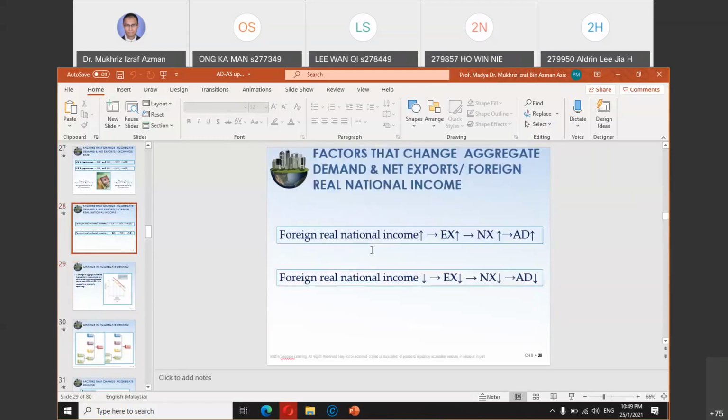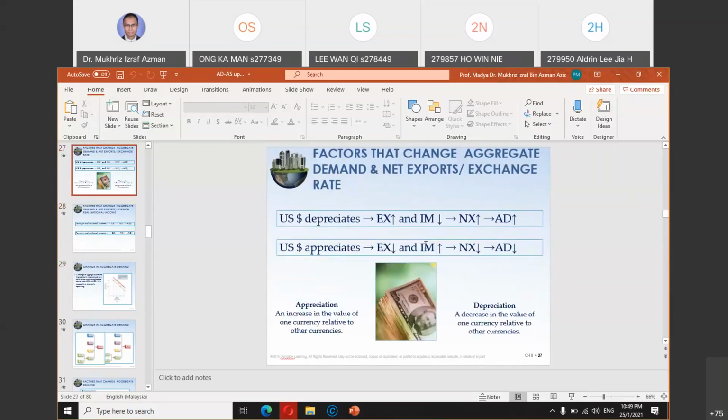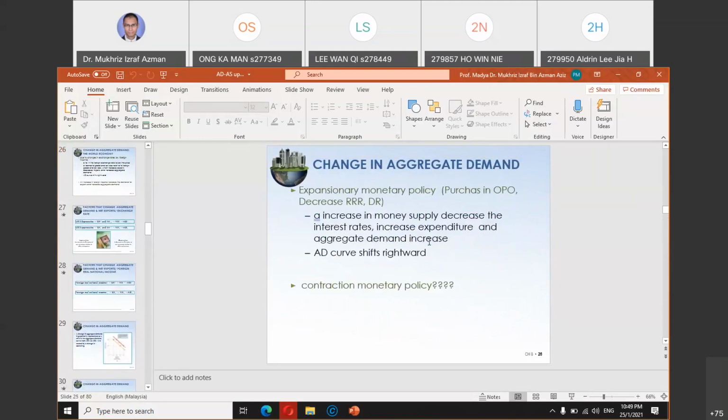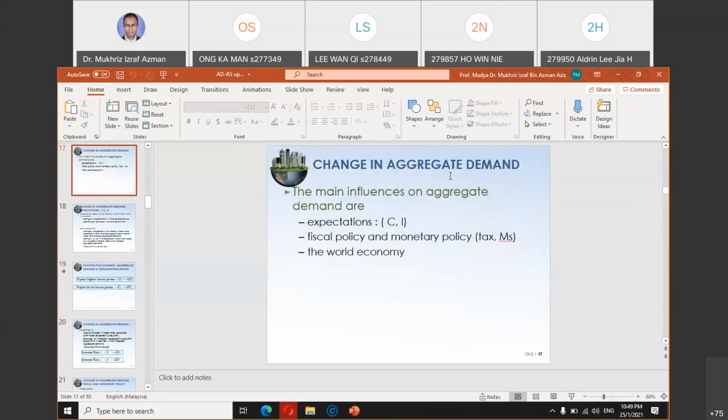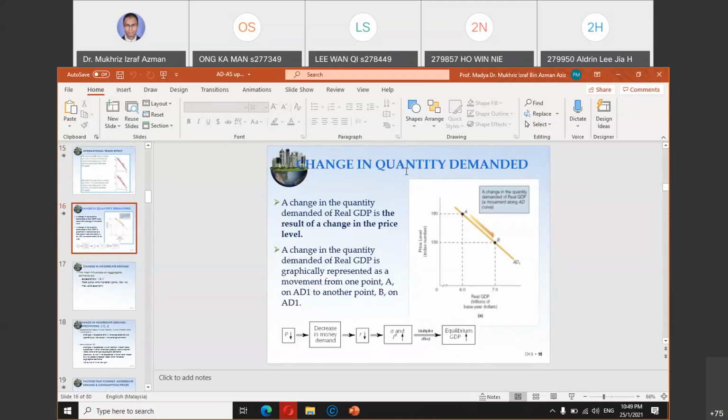Okay, so basically you need to know, just on the surface, what can cause the change in quantity demanded. Change in quantity demanded is just movement along the curve. When price goes up, quantity demanded goes down.